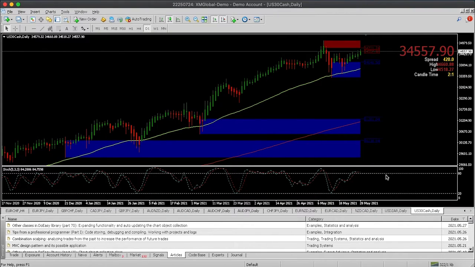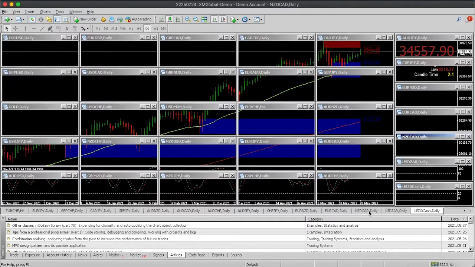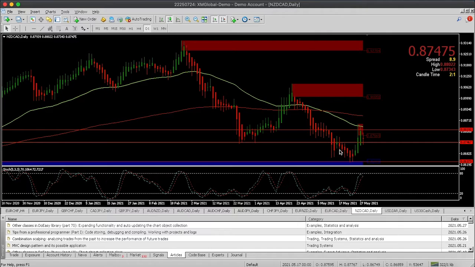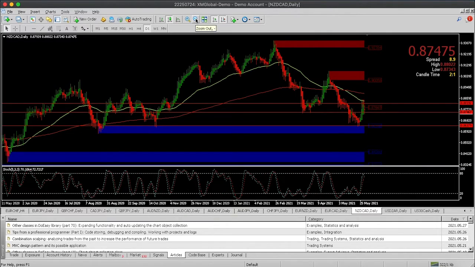So NZDCAD is the trade for this week for me. Hopefully I'll be able to make some profit, so I'll be sitting in that one for the entire week. If I lose, I lose. If I win, I win. But I will not be going about taking revenge trades.